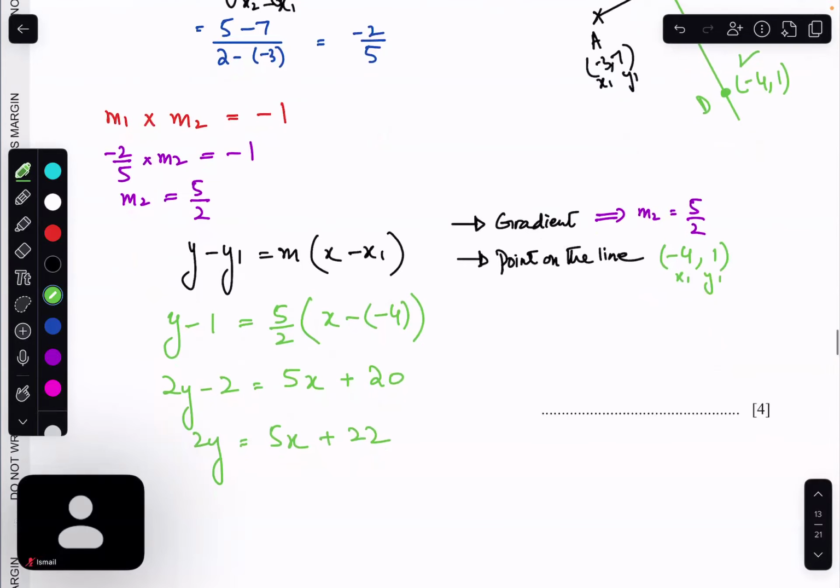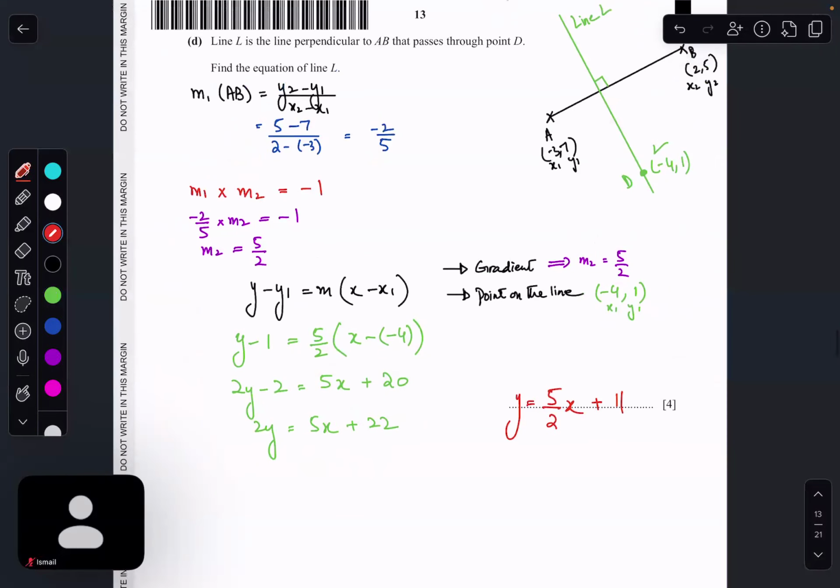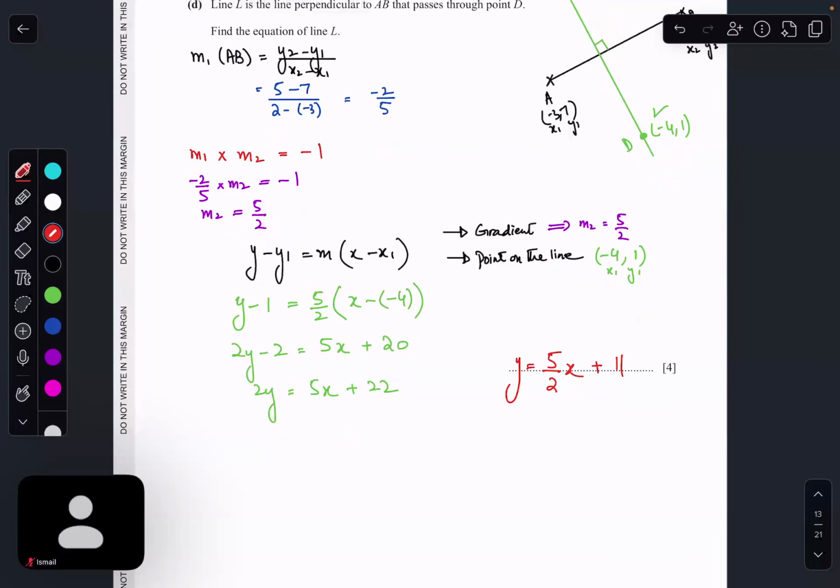That's your equation. You can even rearrange it and write it like this. So y is equal to 5 by 2 x plus 22 divided by 2, that is 11. Both are acceptable. Right? D part. Next one.